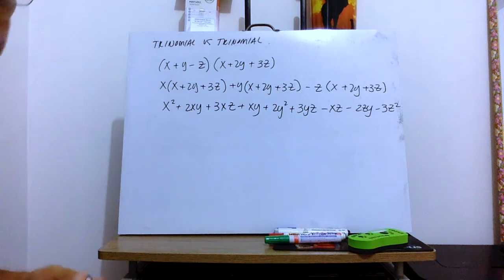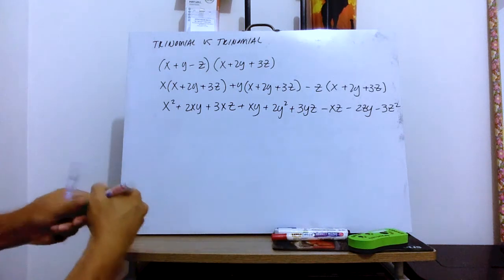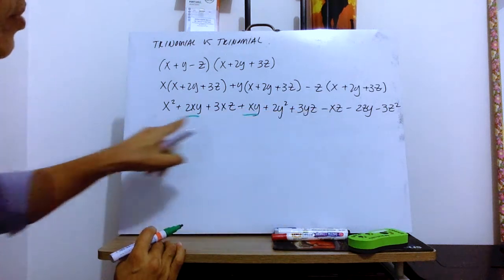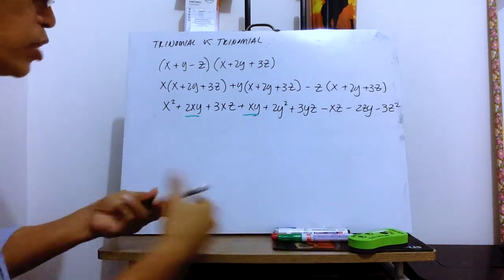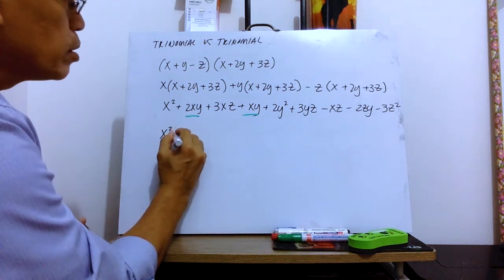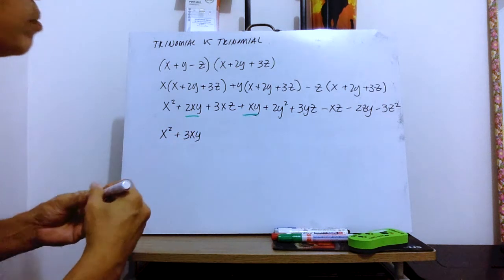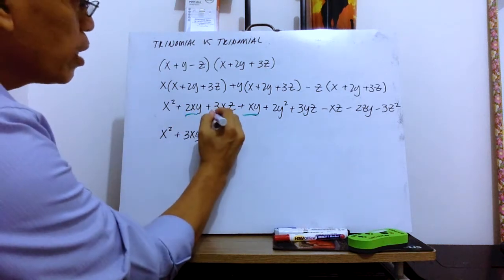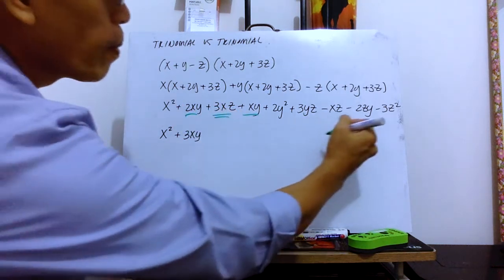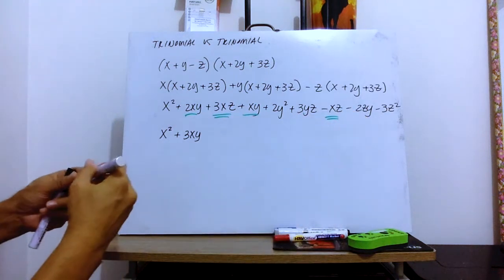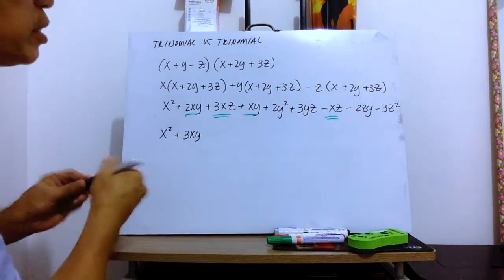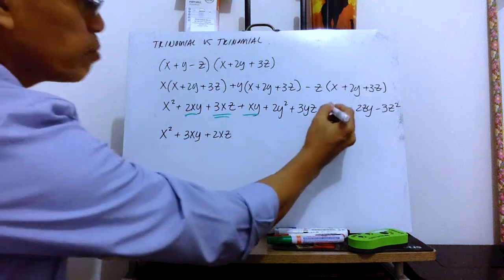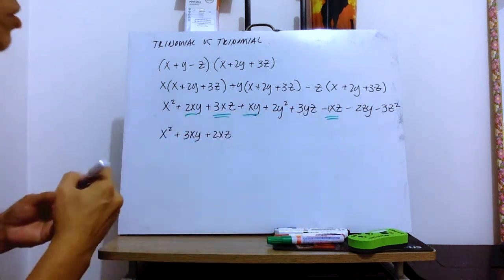And then combine like terms again. Let's see. 2xy, I have an xy here. I think that's it. Okay, so I can write x squared plus 3xy. Okay, next. Let's remove this. No, that's okay. How about this? xz, xz. There. 3xz minus xz, that's plus 2xz. Right? I can put 1 here. So 3 minus 1, that becomes 2.